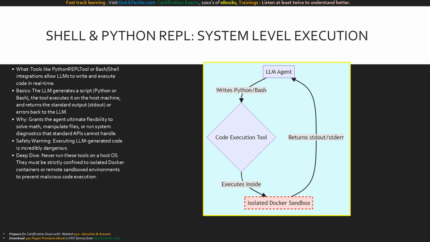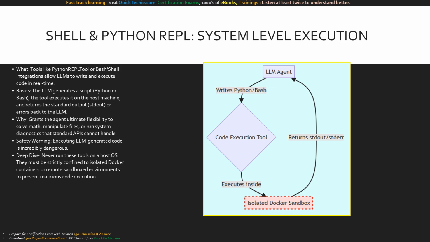Our final integration is the most powerful, but also the most dangerous: shell and Python REPL execution. What is this? It's giving your LLM the ability to write and execute bash commands or Python scripts in real time. Why is this useful? If an agent needs to calculate complex math, parse a giant CSV file, or check server disk space, it doesn't need a custom API.